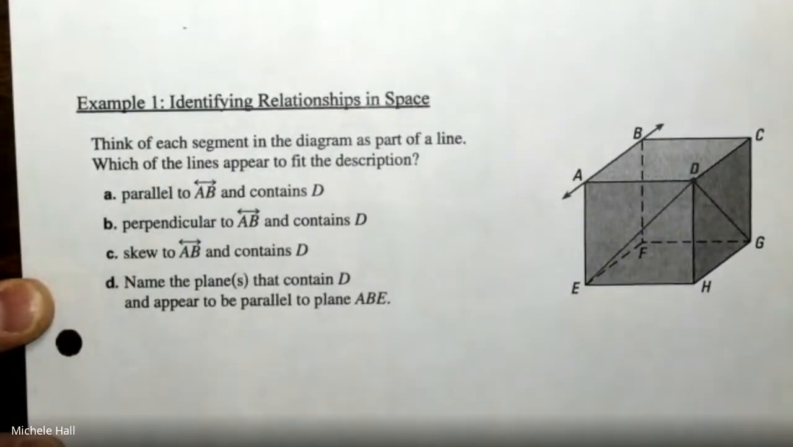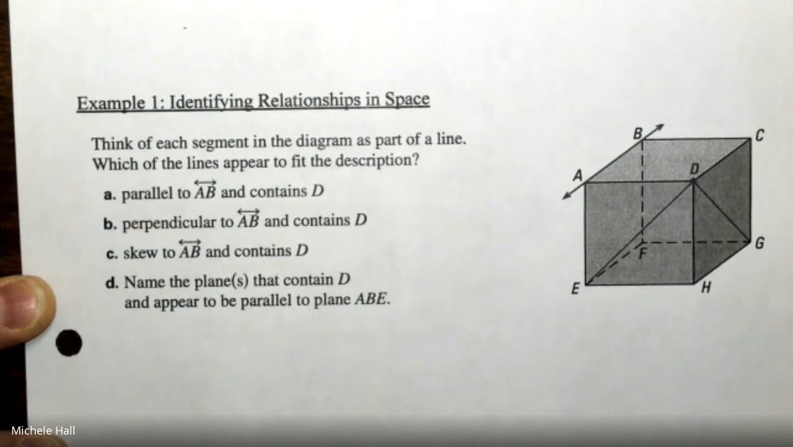Think of each segment in the diagram as part of a line. Which of the lines appear to fit the description? A says parallel to AB, and it contains D. So I'm looking at D, and then I'm looking at line AB. Start with that. D and AB.